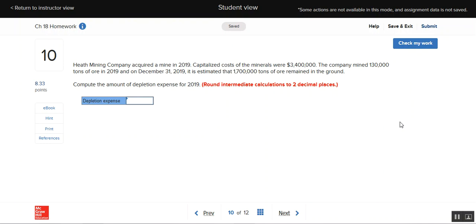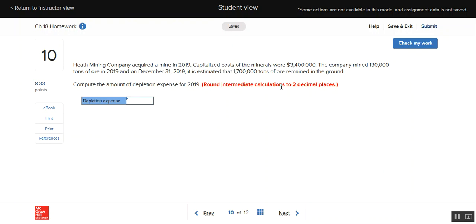We're going to take the capitalized cost and divide it by that amount to get an amount per ton for those costs. So $3,400,000, that's a lot of zeros, dollars, divided by 1,830,000 gives me 1.857923497 whatever. And that's where students go off track, because I get like 12 decimals on there. So to figure it, where does it say? Round intermediate calculation to 2 decimal places. So when you come up with that per ton amount, round it to 2 decimal places.